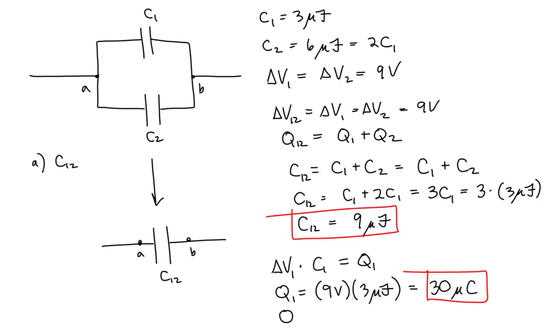We could do the same work to find the charge on capacitor 2, which is equal to the potential difference across capacitor 2 times capacitor 2's capacitance. So the potential difference across capacitor 2 is 9 volts. The capacitance of capacitor 2 is 6 microfarads. This ends up giving us a charge on capacitor 2 being equal to 54 microcoulombs, well, to 1 sig fig, that is equal to 60 microcoulombs.